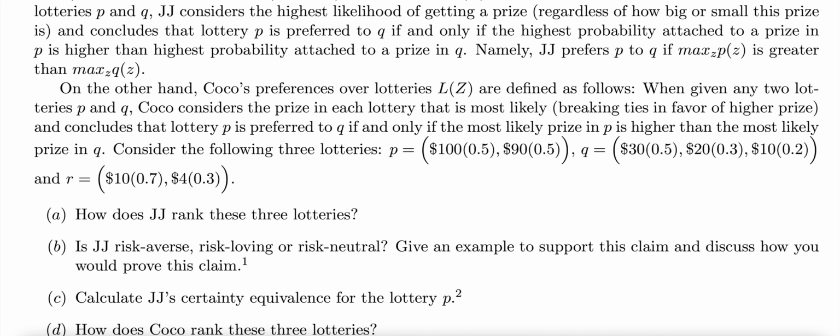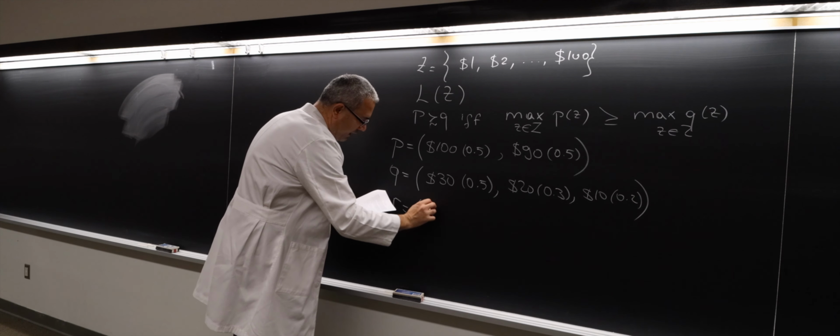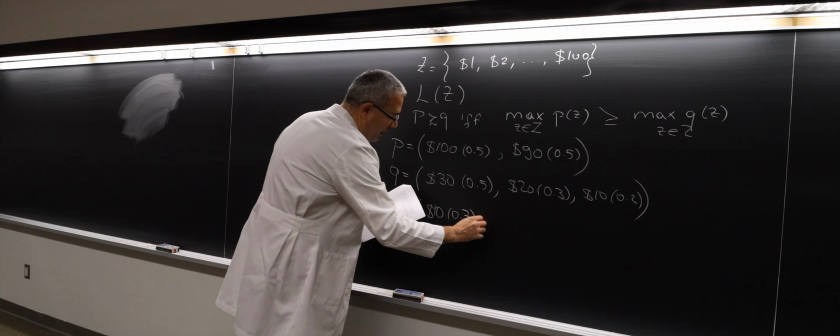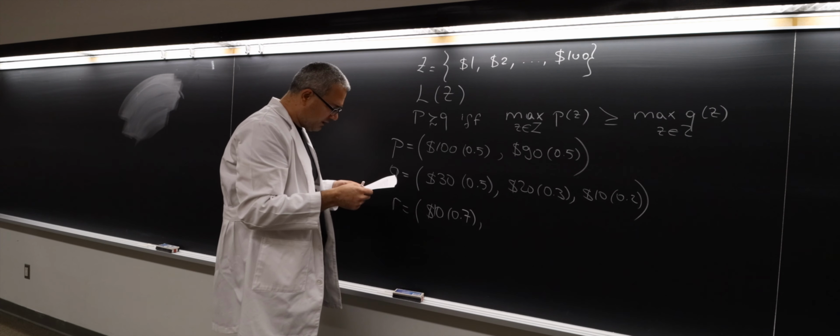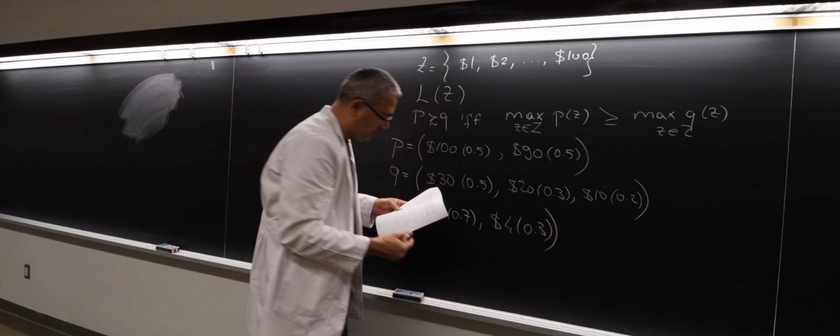Q, however, has the following structure. $30 with probability 0.5, and then $20 with probability 0.3, and finally, one more prize, $10 with probability 0.2. Okay? And finally, R is equal to this lottery, $10 with probability 0.7 and $4 with probability 0.3.